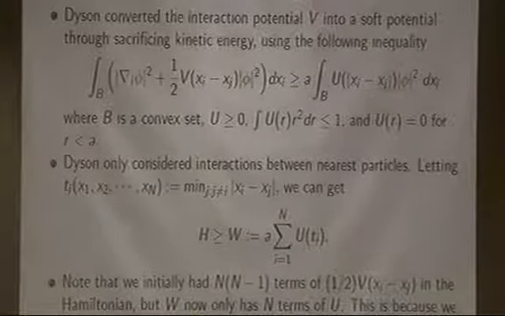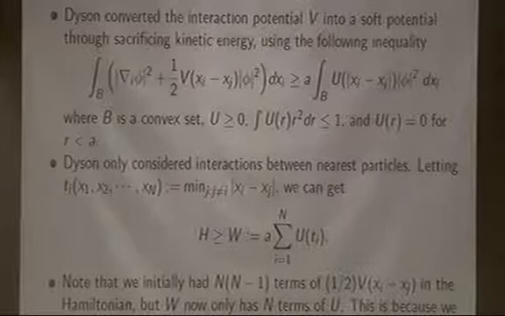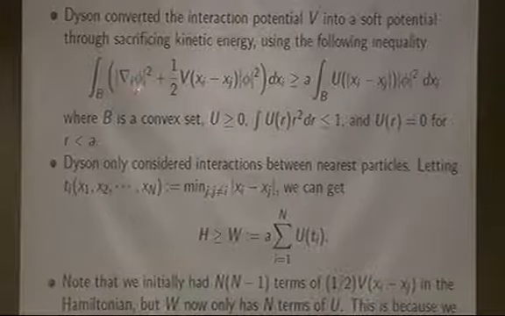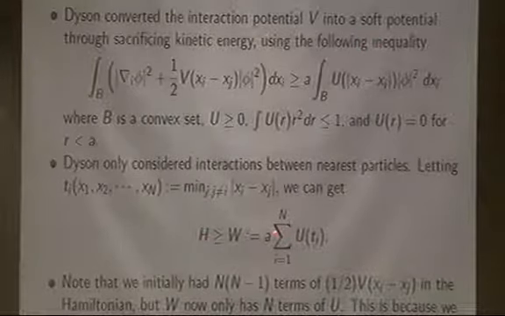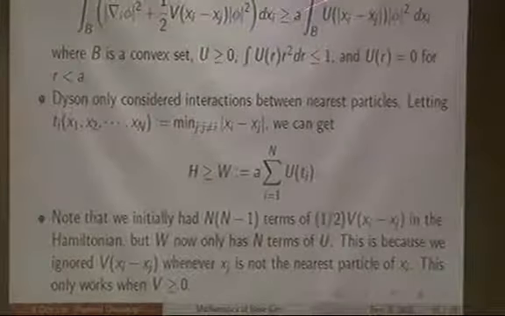So we're going to choose this type of U. That's what Dyson did in his paper in the 1950s. And that means if we sacrifice this kinetic energy, we can convert these interaction potentials to something different, so that H is bigger than a new operator, W, which is written by this U, the new interaction potential.